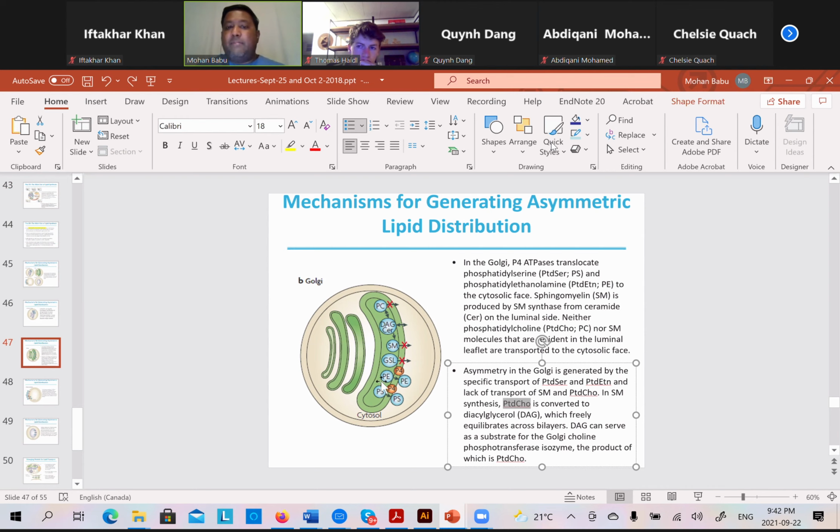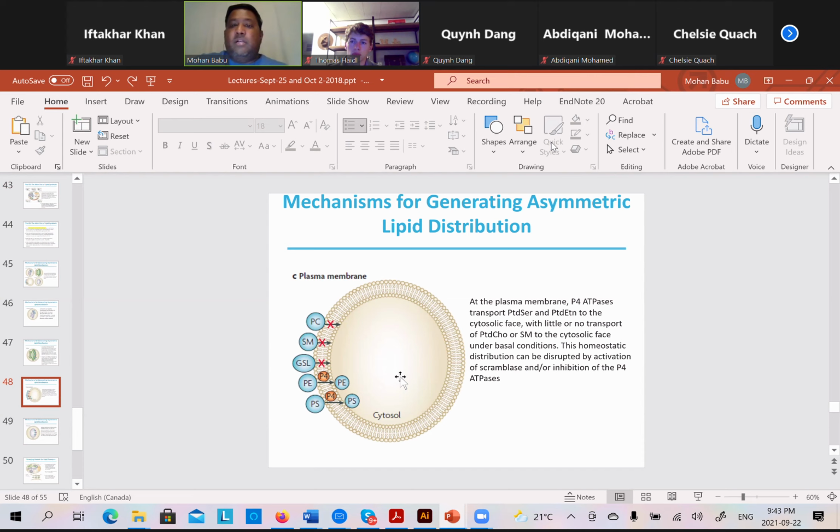So again, keep in mind that this PE translocation from the Golgi to the cytosol is happening with an enzyme called P4-ATPases, okay, that can translocate the phosphatidylserine and phosphatidylethanolamine to the cytosolic phase. Now, in the case of plasma membrane, it's a different story.